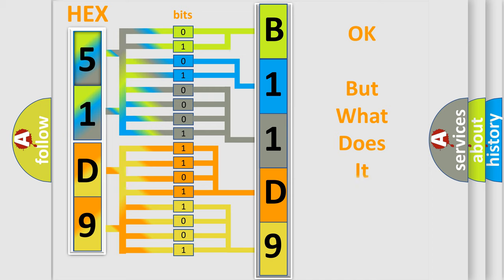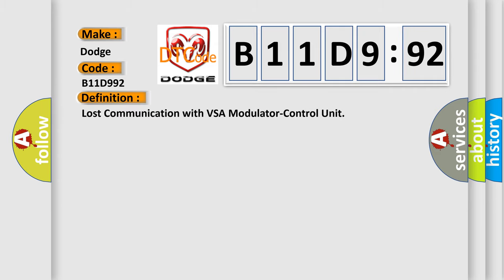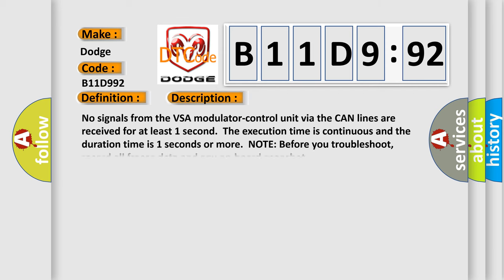The number itself does not make sense to us if we cannot assign information to what it actually expresses. So, what does the Diagnostic Trouble Code B11D992 interpret specifically for Dodge car manufacturers? The basic definition is lost communication with VSA modulator control unit. And now this is a short description of this DTC code. No signals from the VSA modulator control unit via the CAN lines are received for at least 1 second. The execution time is continuous and the duration time is 1 second or more.